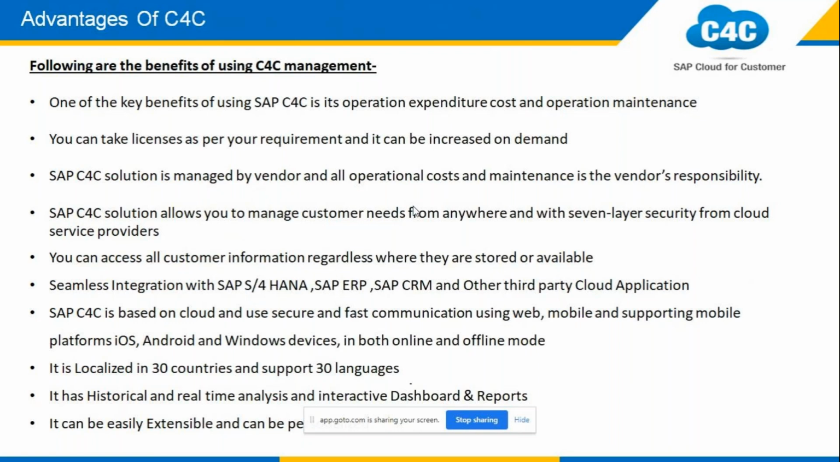Second is license requirement. During an implementation, you have 10 to 15 people implementing the C4C system. You can procure only 15 licenses until you go live. After go live, if you require another 100 licenses, you can procure those licenses. That means you will save the amount within the tenure of an implementation. It may be 6 months, a year, or whatever.